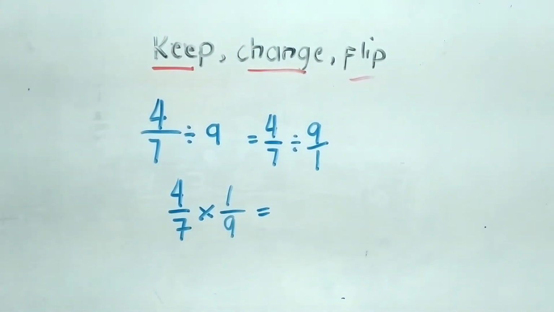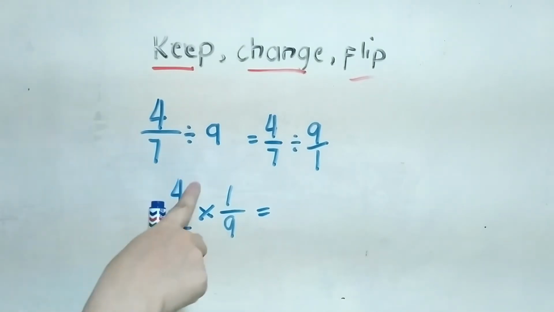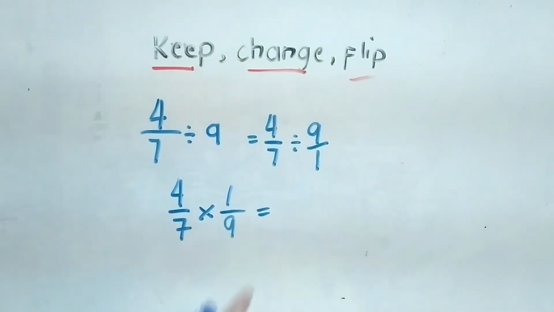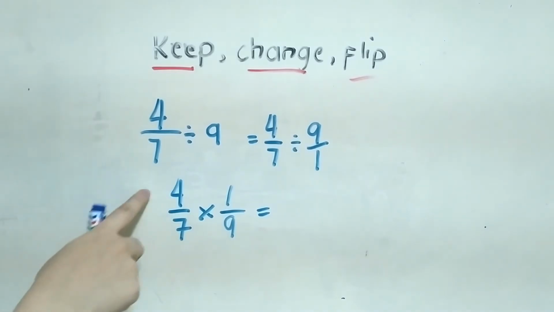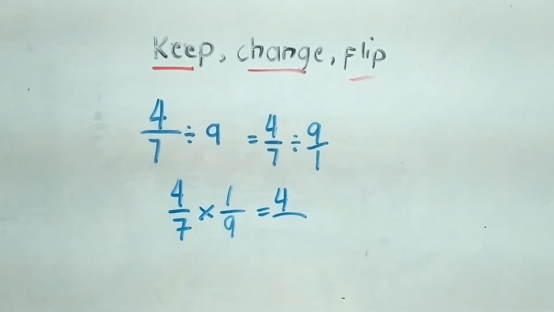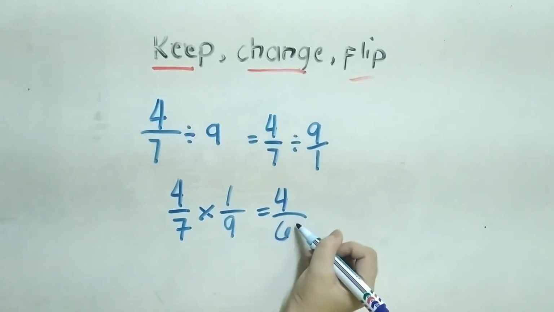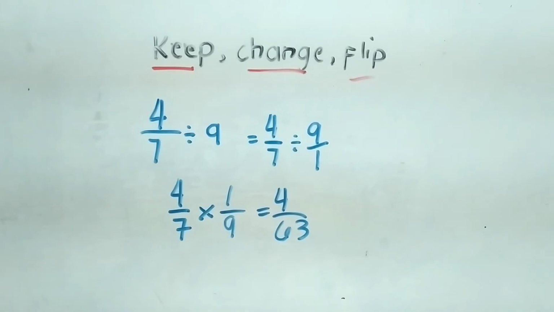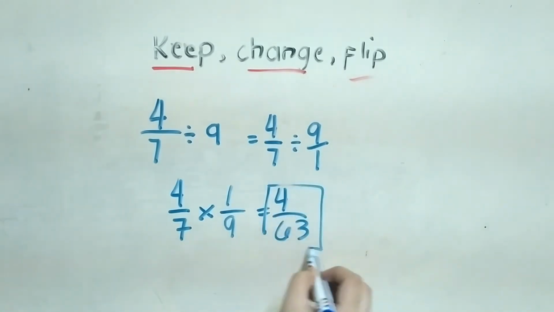So, now, since wala silang mga factors, ang 4 at 9, wala yung factors. Ang 7 at 1, wala rin. So, gagawin natin, multiply lang natin ang numerator to numerator and denominator to denominator. So, 4 times 1 is 4. And then, 7 times 9 is equal to 63. So, wala rin tayong pwedeng i-simplify dahil wala silang common factor. So, that is the answer.